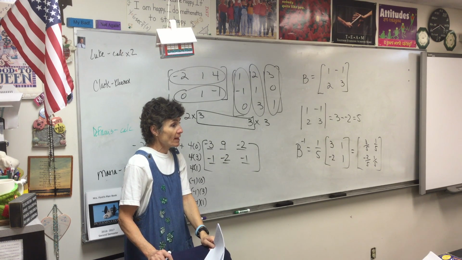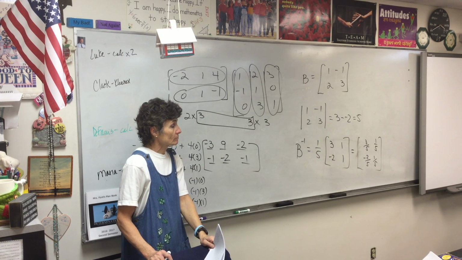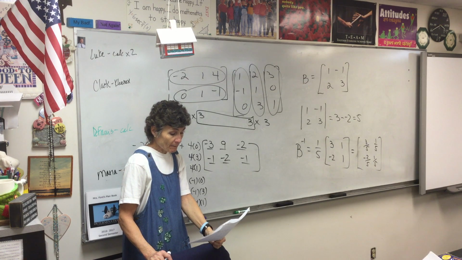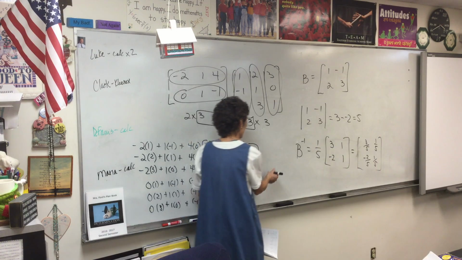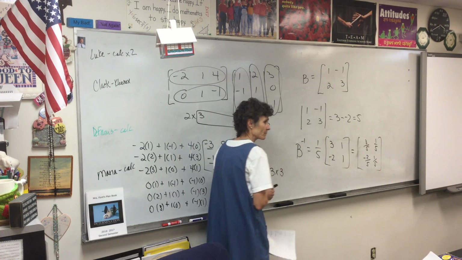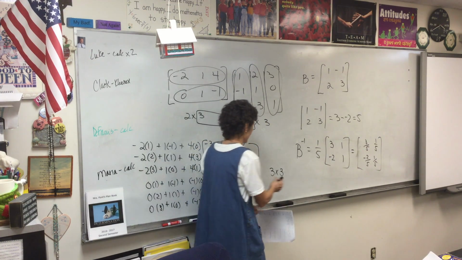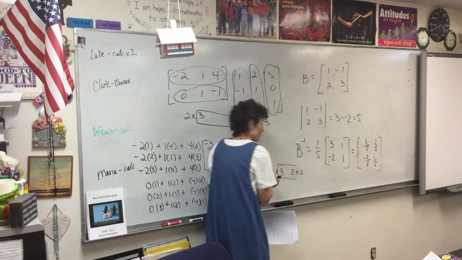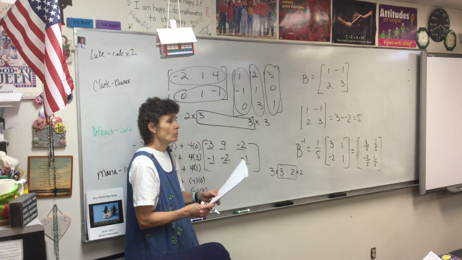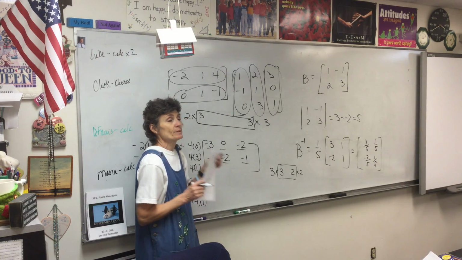Anybody have a question about that? All right, how about F? A times C. Morgan's shaking her head. Can't do it because A is a 3 by 3, right? And what's C? A 2 by 2. And what's our rule? Those have to match. They don't, no answer. Next page.